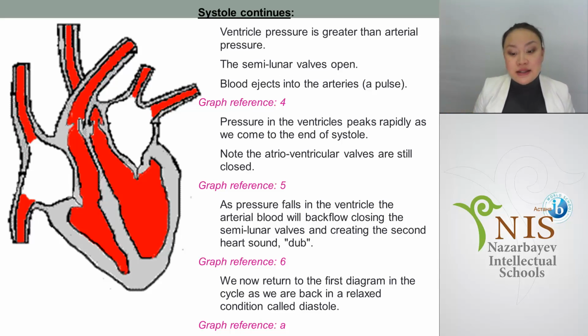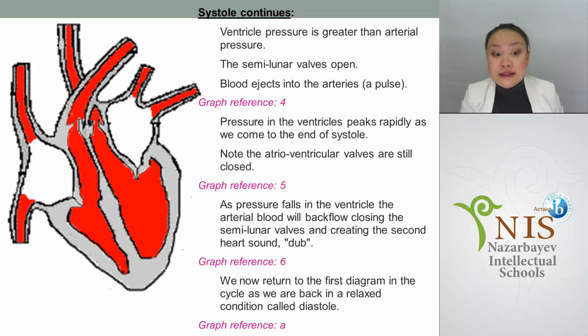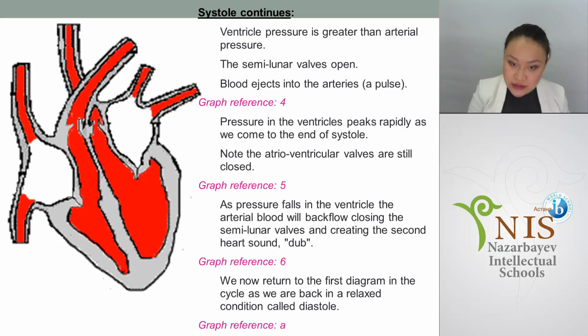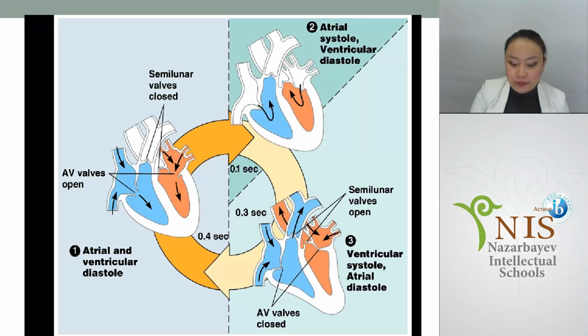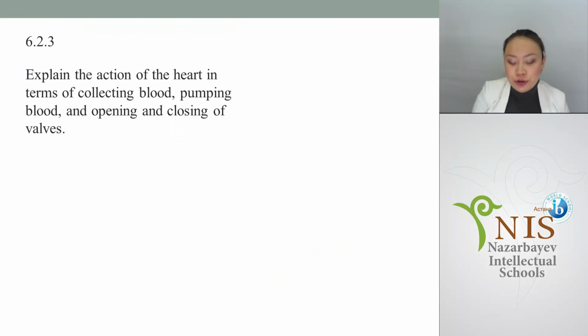We now return to the first diagram in the cycle as we are back in the relaxed condition called diastole. After this systole of the ventricle, we come back into the previous first stage, which we looked at, the relaxation stage, which we call diastole. Okay, why? Because this is a cycle. Explain the action of the heart in terms of collecting blood, pumping blood, and opening and closing of valves. This is a task for you to train.